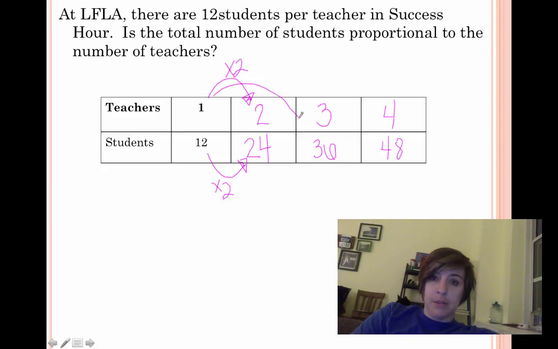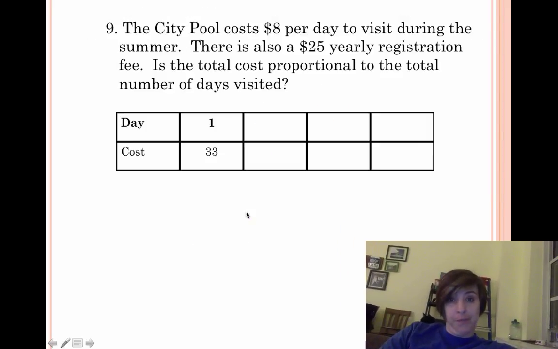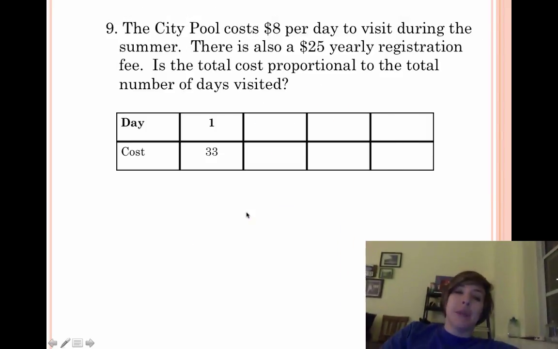1 times 3 is 3. 12 times 3 is 36. 1 times 4 is 4. 12 times 4 is 48. Yes, this is proportional. All right, let's look at this one now.